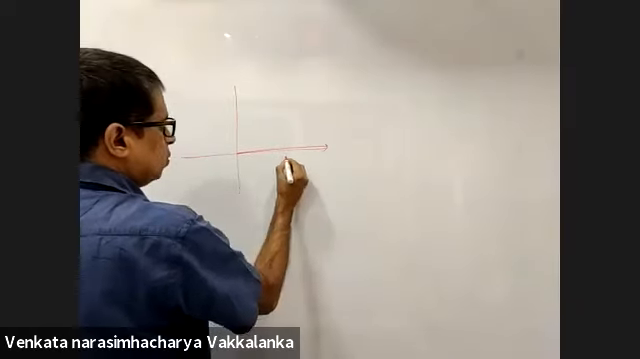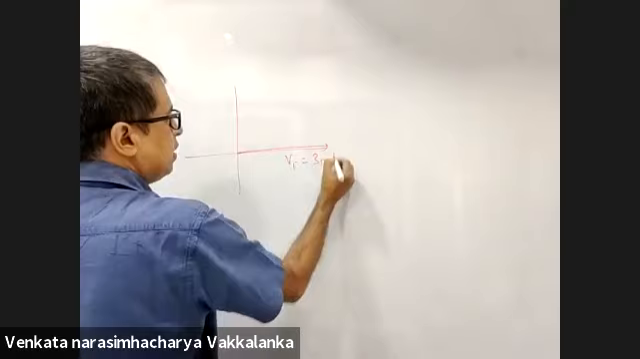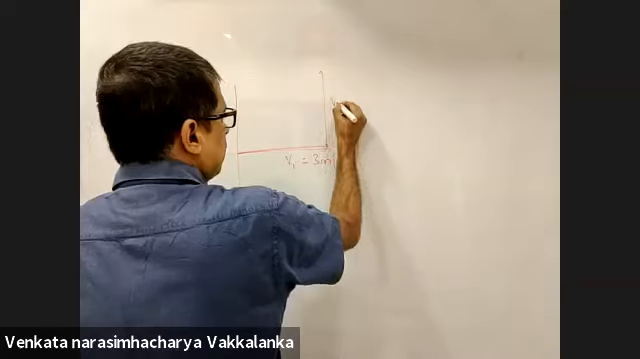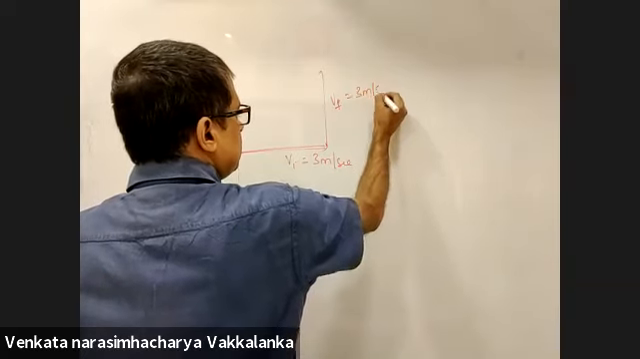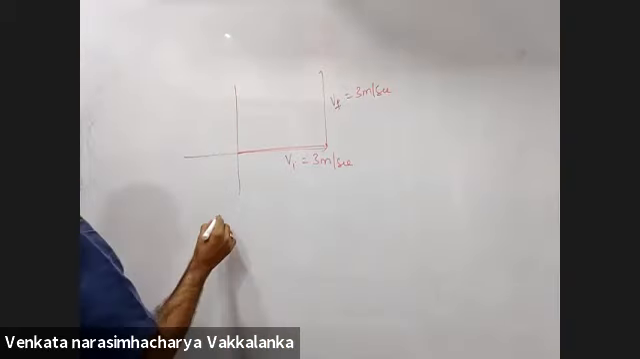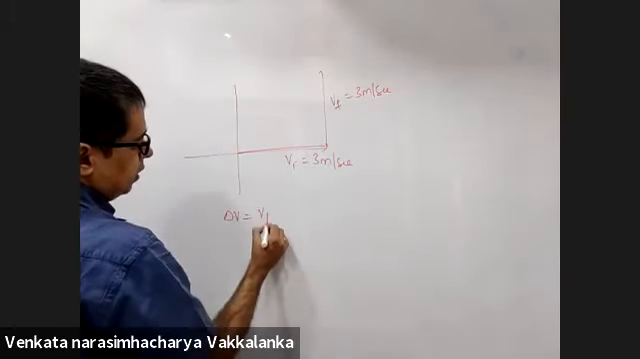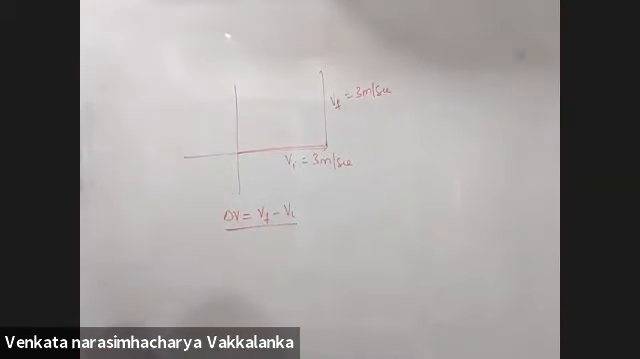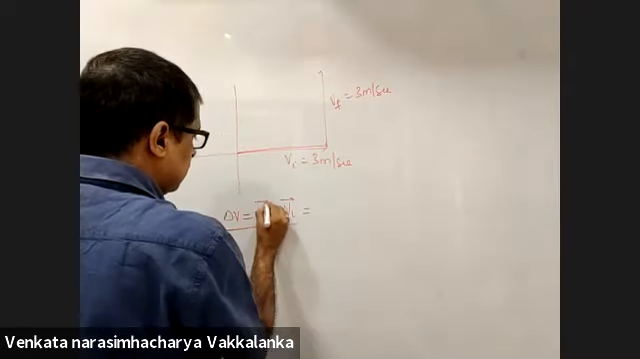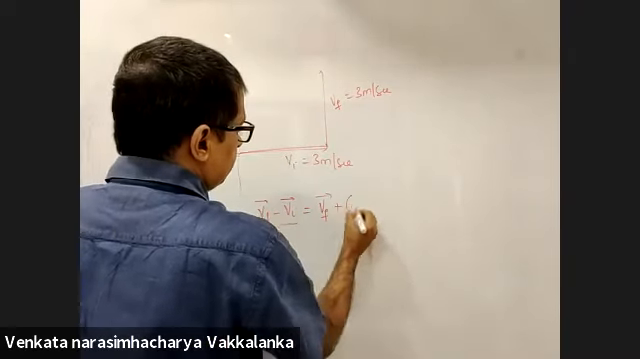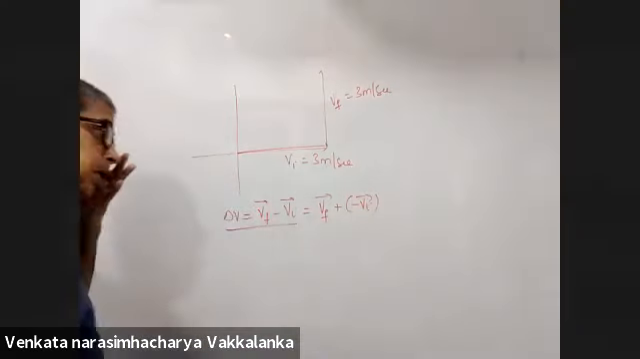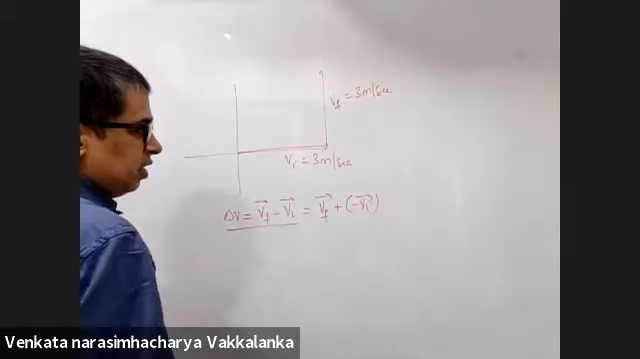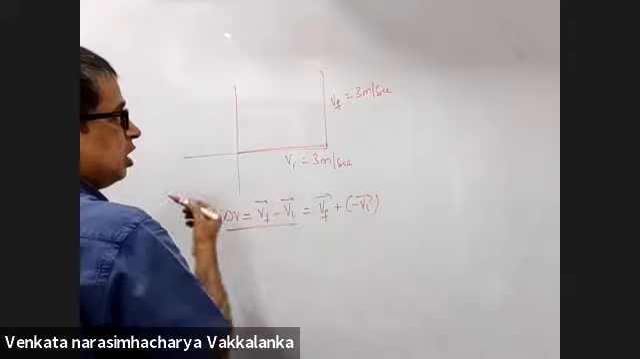This man is moving with V initial 3 meters per second. Then turns towards north and V final is 3 meters per second. Now he asked for change in velocity: V final minus V initial. V final plus or minus V initial? So minus V initial, how will you turn it?